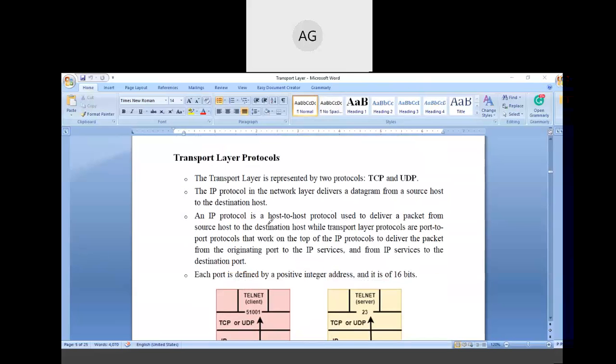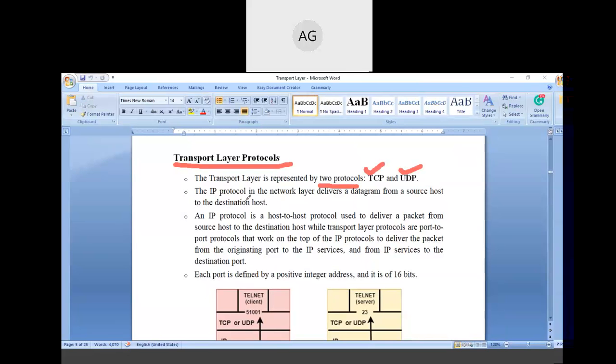Now the next part is transport layer protocols. The transport layer is represented by two protocols. One is TCP, meaning transmission control protocol, and the second is UDP, user datagram protocol.